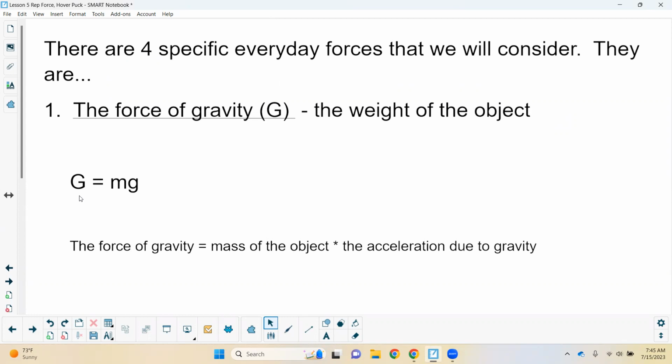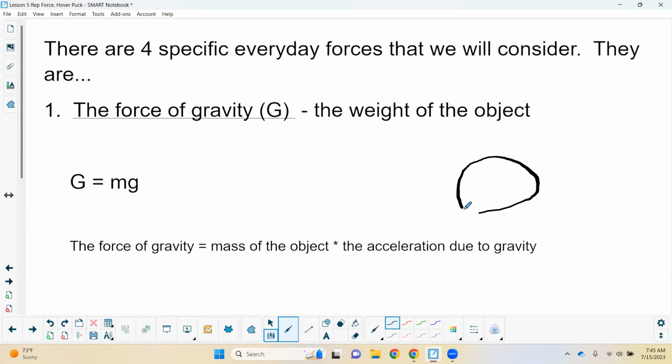It's dependent upon this formula, which is big G for the force of gravity is equal to mass times little g. So m is mass, little g is the acceleration due to gravity, and that's all spelled out for you down here. So you just need to know the mass of an object and the acceleration due to gravity. If we're on Earth, it's 9.8.